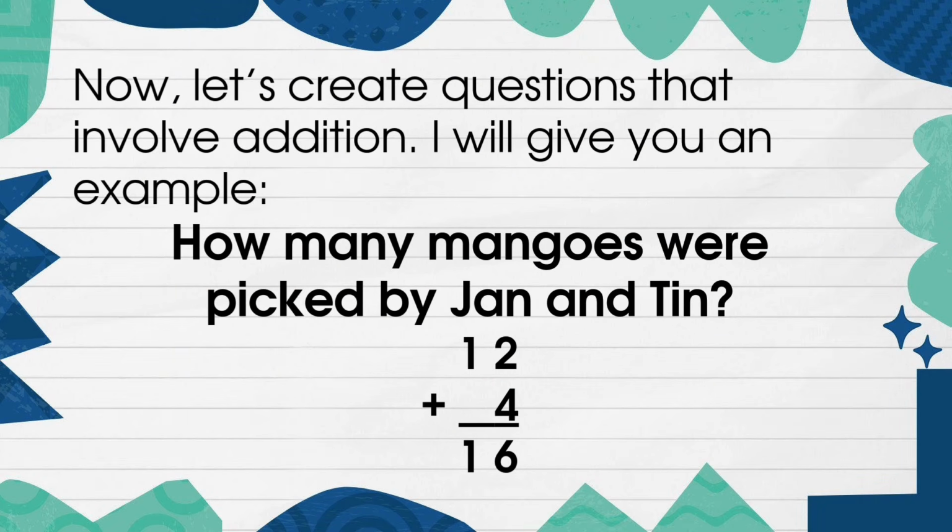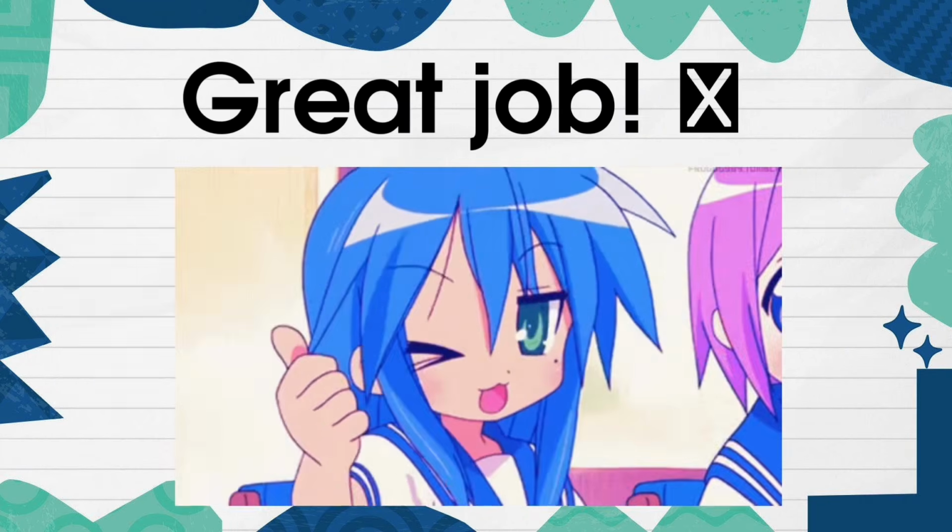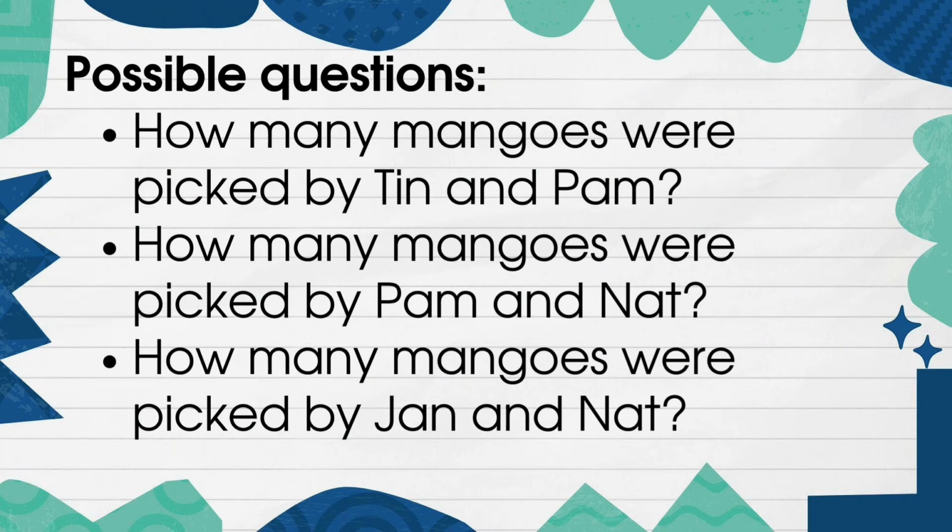Now let's create questions that involve addition. I will give you an example. How many mangoes were picked by John and Tin? So 12 plus 4 is equal to 16. Use the table shown and create questions that involve addition. Great job! So here are some possible questions.